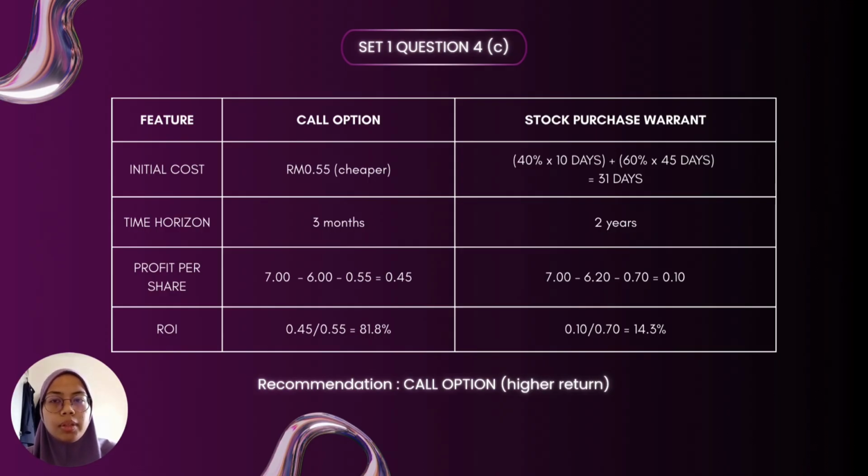So basically, when we see the difference between the call option and the stock purchase warrant, the recommendation is of course to choose the call option as more suitable for investment because it has a lower upfront cost and offers much higher leverage, which is 81.8%, rather than the stock purchase warrant that has an ROI of only 14.3%. Since the investor only cares about the next 3 months, a shorter period, they should not pay the higher time premium associated with the 2 year warrant. So the call option is the most suitable investment for Emerald Berhad.